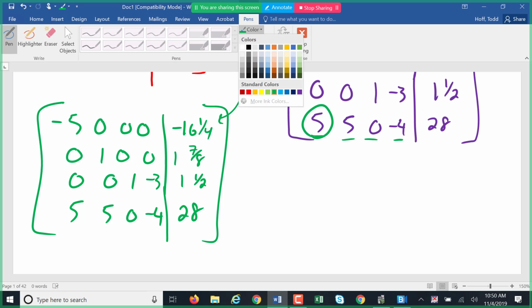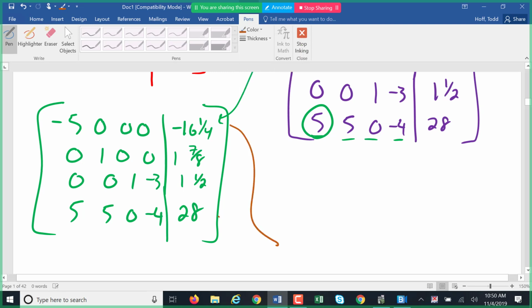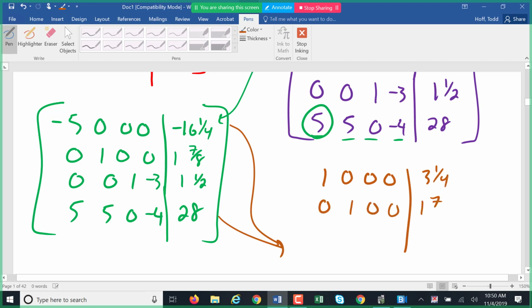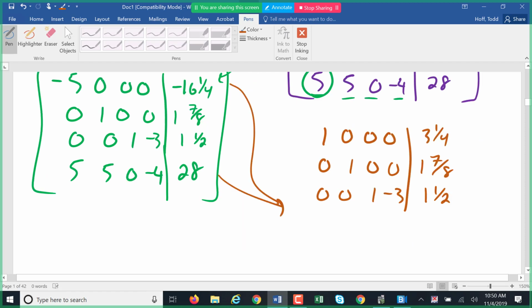And now I'm going to add that top row to the bottom row and replace the bottom row. Top row, I'm going to put it back to what it was before I multiplied it. Second and third row don't change. Bottom row is going to become -5 plus 5 is 0. The rest of that top row is zeros, so 5, 0, -4. In the augmentation, -16 1/4 and 28 is 11 3/4.